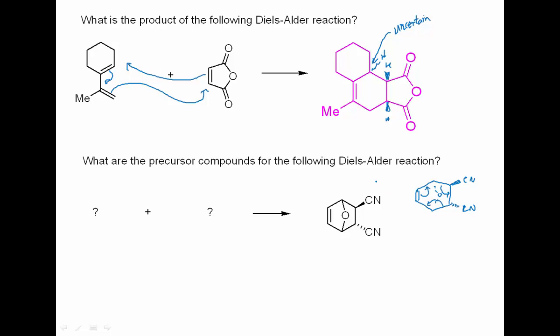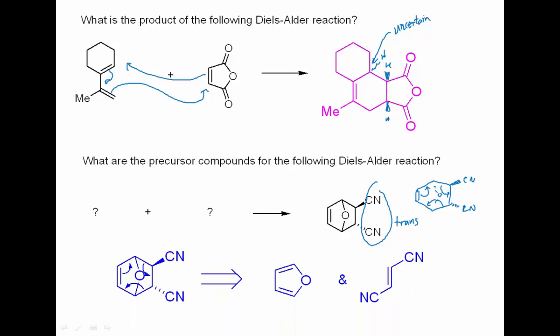Notice that the two groups here are trans. Okay, so the two compounds that we need to combine to make this compound are this dinitrile or dicyanide that you see here, and this diene here, known as furan, a molecule that we will revisit in the aromatic theory chapter, which is the next chapter. Okay.